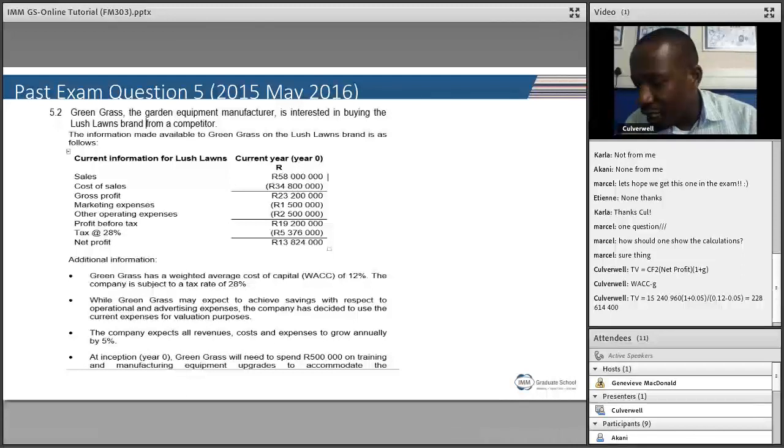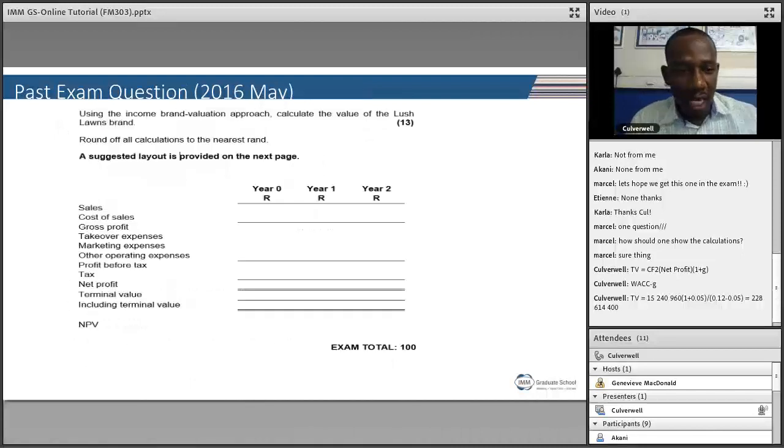So I'll then put in line with the terminal value on my formula the terminal value that I've just calculated, which is 228,614,400 rands. I'll then move on to the very last line of our format. The very last line of the format says including terminal value. In short, we are saying net profit plus terminal value should give you a net profit including terminal value.